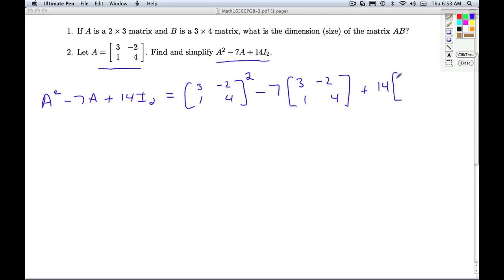So remember the identity matrices. The 2 tells me it's a 2 by 2. They're always square. And I've got 1s on the diagonal and 0s everywhere else. Alright, so let's start working this out. How do you square a matrix? Well, it's the same thing as when you square a real number. You take the matrix times itself.